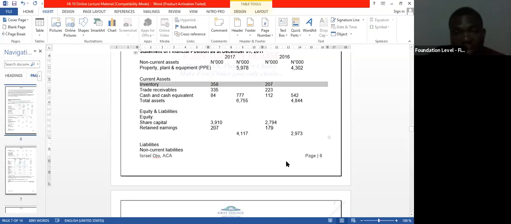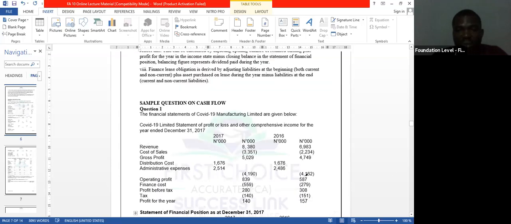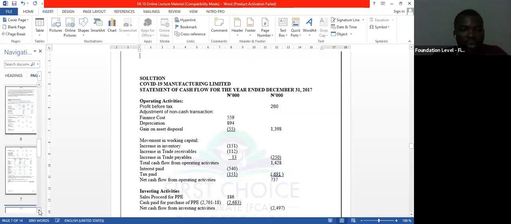We have 358 to be our closing stock. And our cost of sales for that 2017 is 3,351. Can you see these are the figures that we need? We have 3,351, so those are the information that we require. So let's go back to the solution that we're working on.